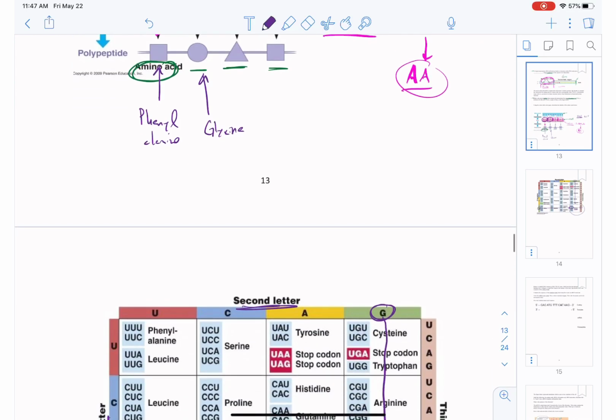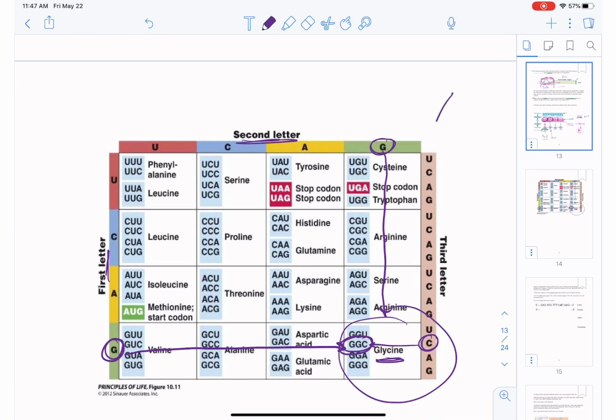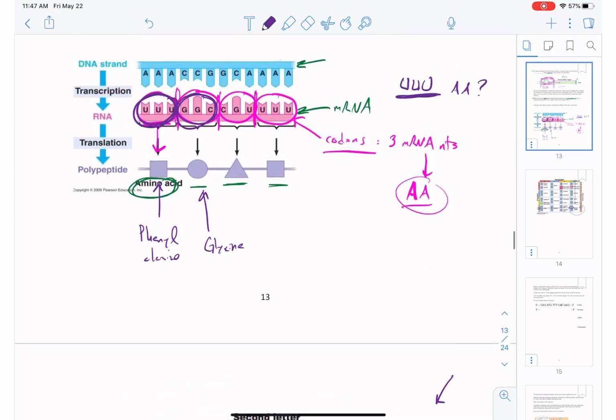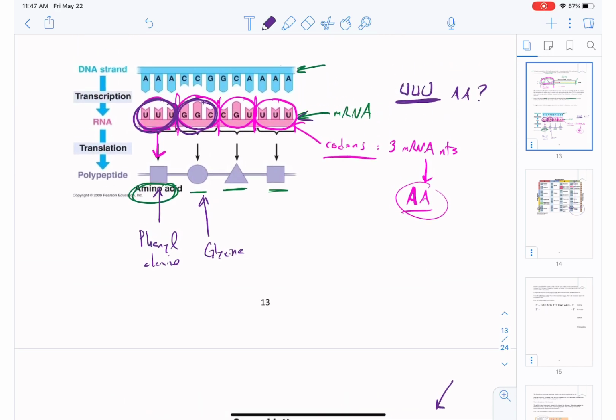And on the exam, I'll give you this chart here. You don't have to memorize this chart or anything, but you do have to know how to use it. I'm going to give you a sequence of an mRNA molecule. You're going to have to identify individual codons, and then you're going to have to use those codons to determine the amino acids that are going to be used to build the protein.